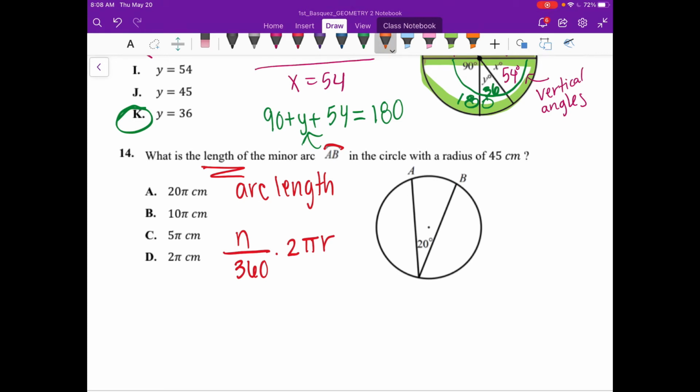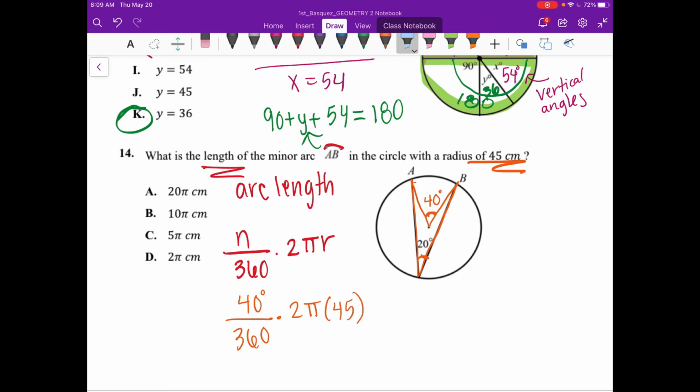Now we need to figure out what the central angle here is first, okay? Because the n represents a central angle. Now this 20 does not represent a central angle, it's the inscribed angle. So hopefully you remember that to find the central angle, you multiply this by 2, you double it essentially, and then we get 40. So my n value is 40 degrees, 2 pi, and then the radius is given to me as part of the problem, that's 45.